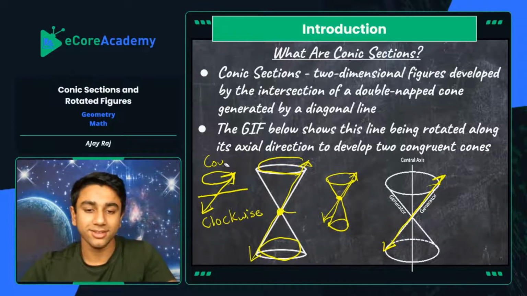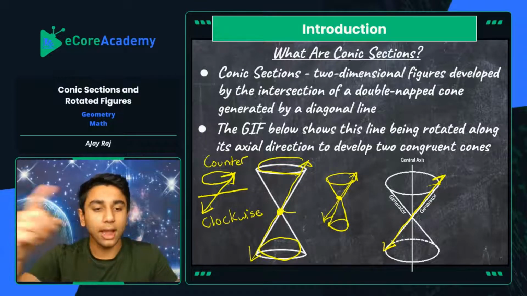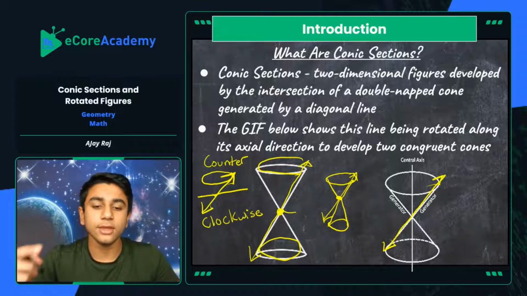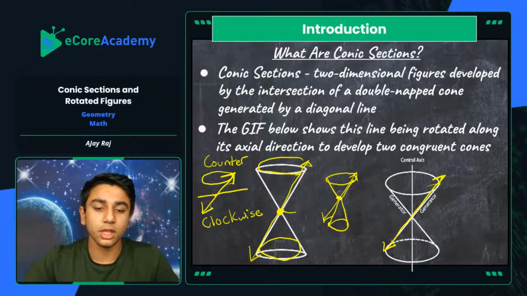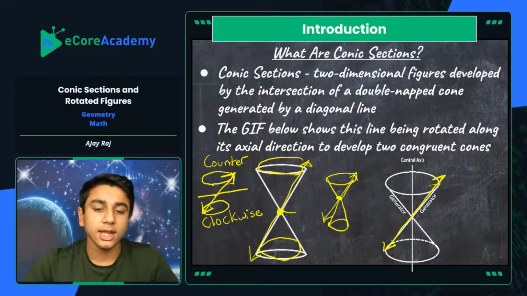So counter and clockwise. So this is going in the opposite direction, counter against the clock in which it moves. And then the clockwise is moving in the direction of a clock. So it's going to be forming that same circle, but moving in opposite directions. That's why you're going to have two different cones develop.